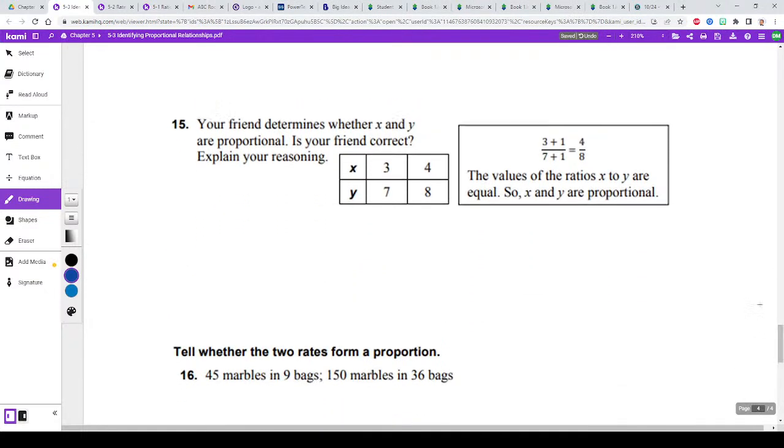Your friend determines whether x and y are proportional. Is your friend correct? So your friend is adding 1. That's not the way that we determine proportionality. So no, check cross products.